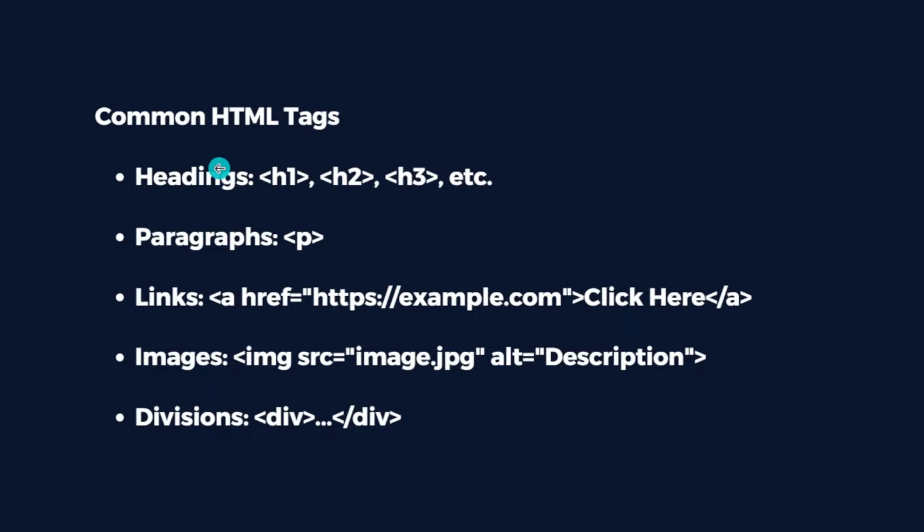First is the heading tag. For headings we use h1, h2, h3. These are bold headings. Whenever we insert any heading in our website, we use the h1, h2, h3 tags. And for a paragraph, we use the p tag. For a normal paragraph, we use the p tag.